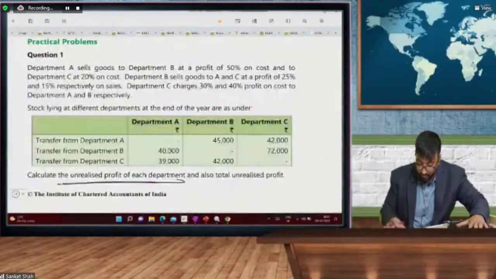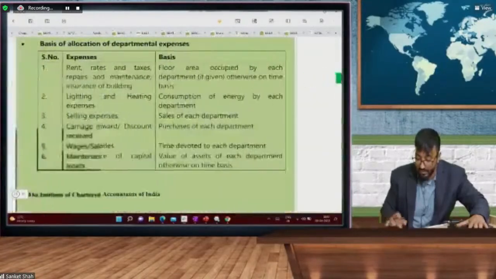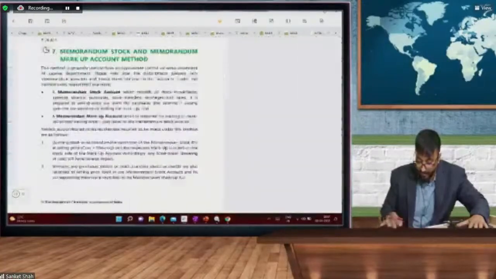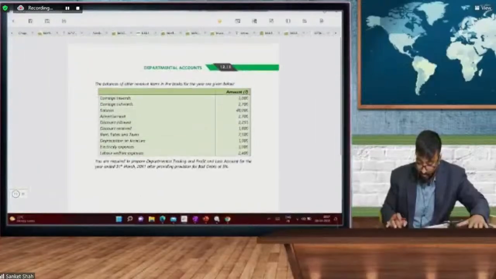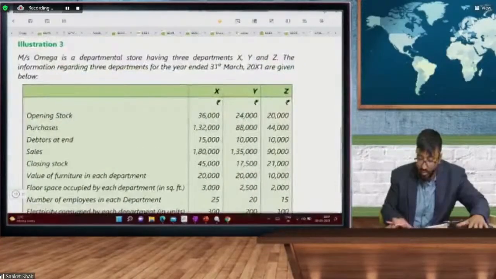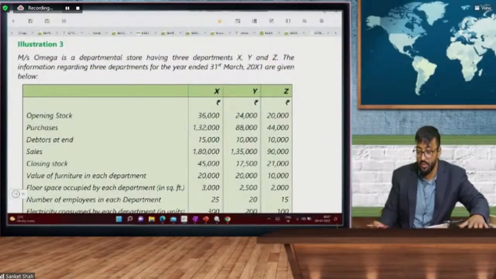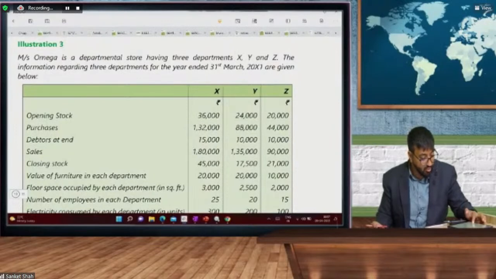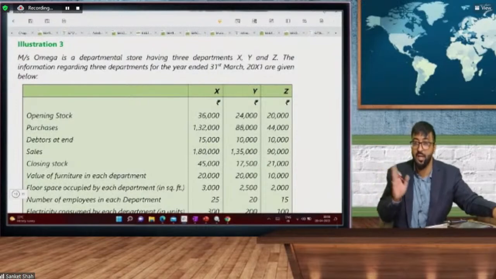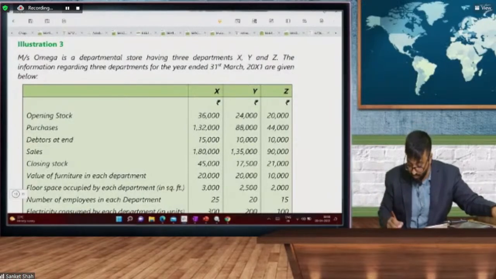How to use Calci? Yes, for illustration number 3. Messrs. Omega is a departmental store having 3 departments X, Y, Z. Opening stock we can write directly, so this is not the problem. So I will show you directly the answer part. I will prepare it on 2 pages: X, Y, Z, debit and right hand side credit page.